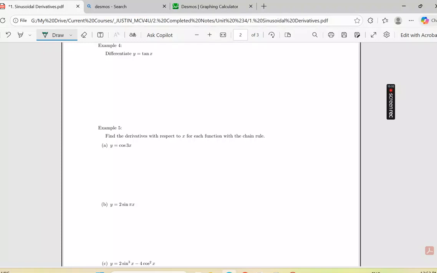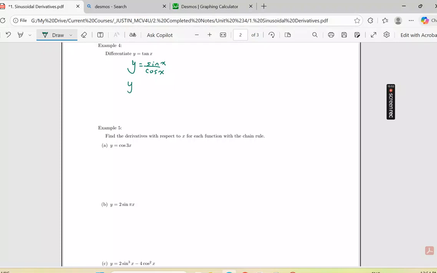Okay, so now how do we differentiate some of these equations? Well, if we look at y equals tan x, how do you differentiate that? Well, what we need to keep in mind is tan x is sine x over cos x. Okay, and then we can differentiate that using our quotient rule.